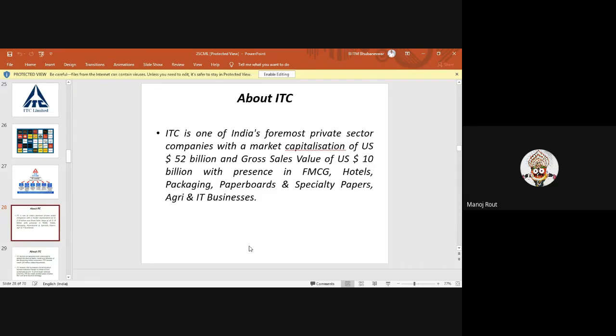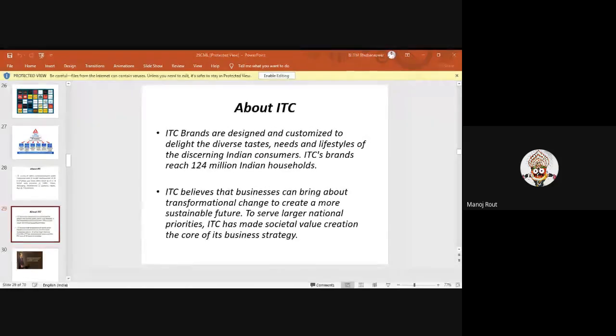So going to the next one. In that case, the ITC brands are designed and customized to delight and deliver the taste, need, and lifestyle of discerning Indian consumers. ITC brands reach 124 million Indian households. So they are directly focused on FMCG products apart from tobacco. ITC believes that business can bring transformational change to create a more sustainable future.